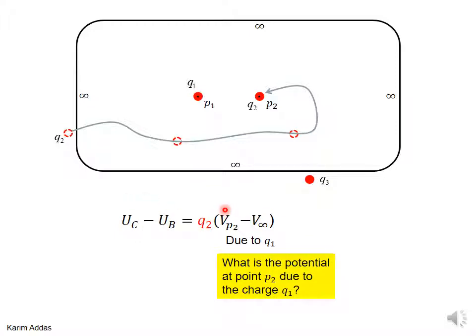We already calculated what the potential difference between 2 points in space is due to a charge. So if we want the potential at point P2 minus the potential at infinity, which is 0, due to the charge Q1, because the charge Q1, remember, is the one that's making the influence on charge Q2. So we already know how to calculate this difference in potential. We already did this before.